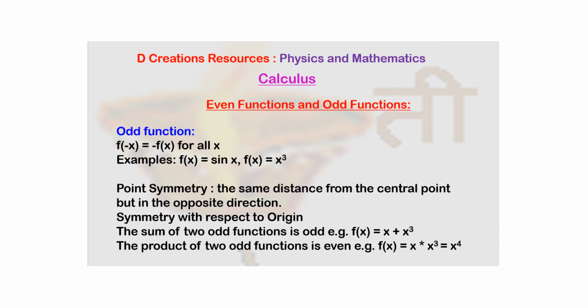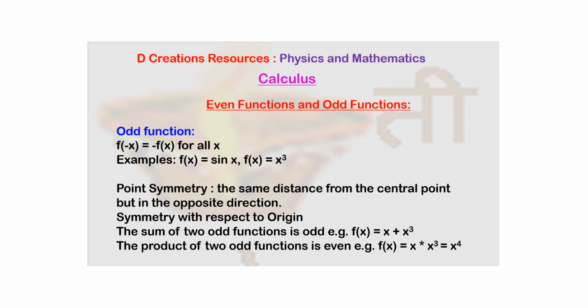When do you call a function an odd function? If f of minus x is minus of f of x for all x. For example, if you consider sine x, sine of minus x is minus sine x, so that is an odd function. Similarly x cube: cube of minus x is minus of x cube, so again it's an odd function.